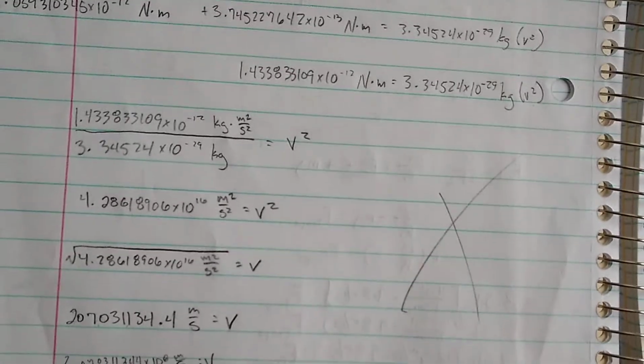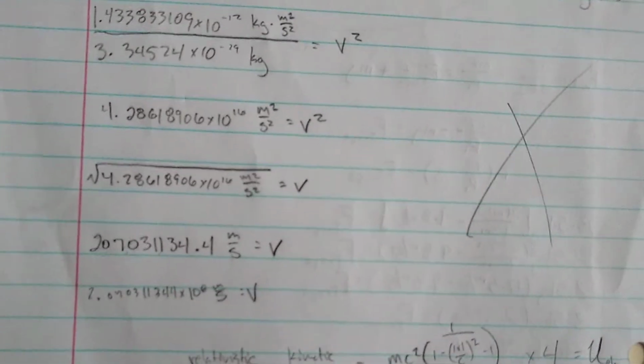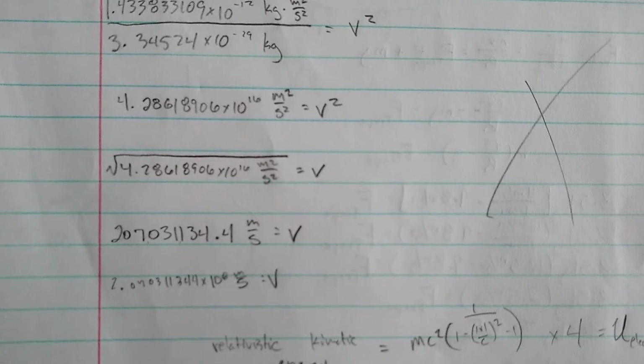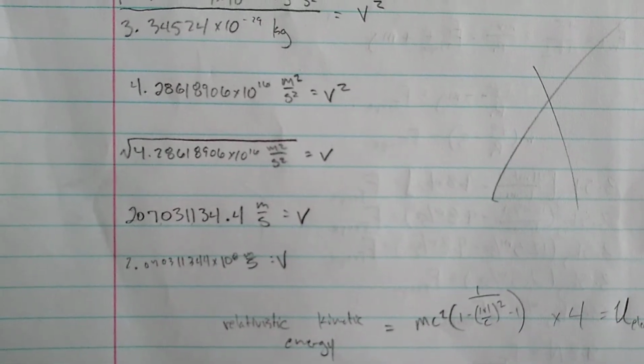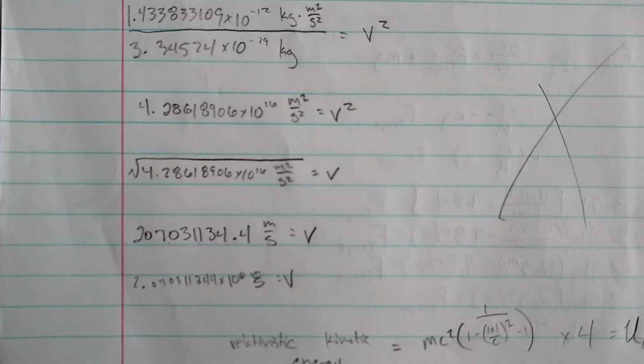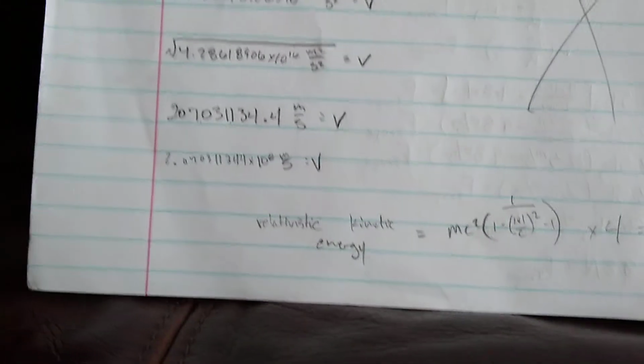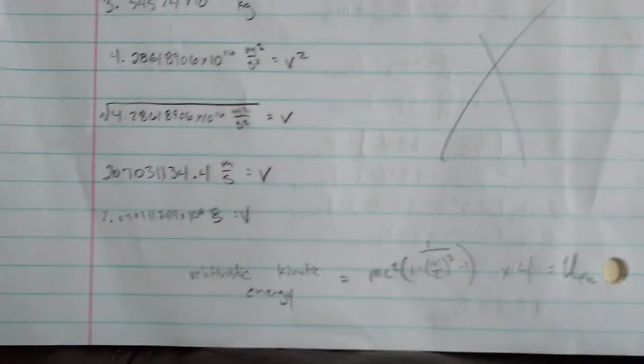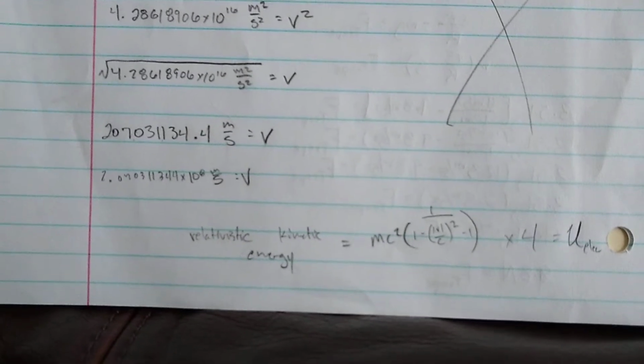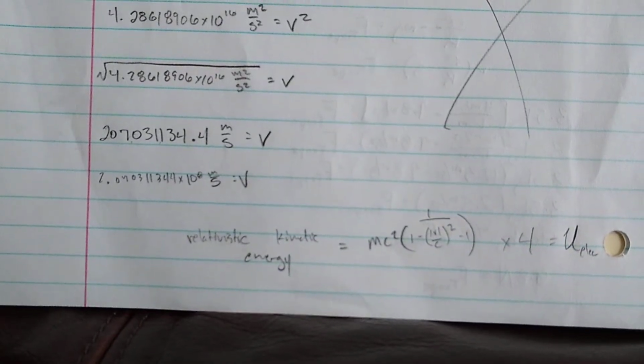You get the right units when we get down here, but you have a number, and it's 2.07 times 10 to the 8th meters per second, and the speed of light is about 3.0 times 10 to the 8th meters per second. And so we need to rework this problem using, instead of kinetic energy, relativistic energy. So from the beginning, let's see.